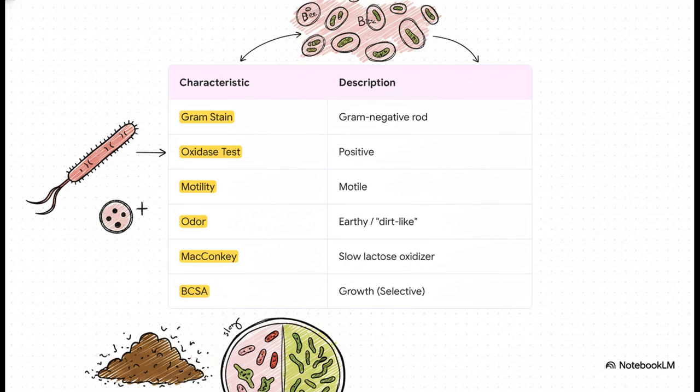That earthy, dirt-like smell is a classic tell. On a MacConkey plate, it's a slow lactose oxidizer, so you'll see those pink or red colonies, but it can take 4, 5, even 7 days to show up. And of course, it'll grow in selective media like Burkholderia cepacia selective agar, or BCSA.